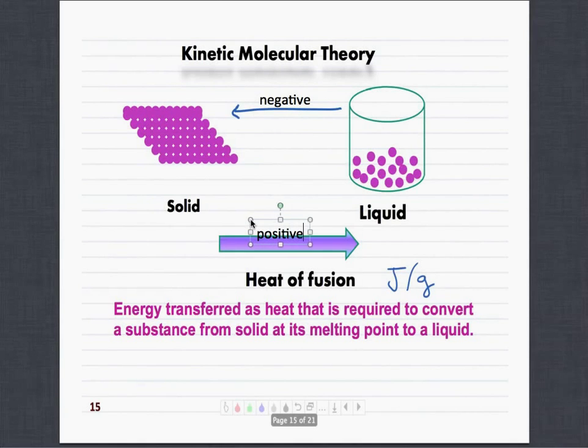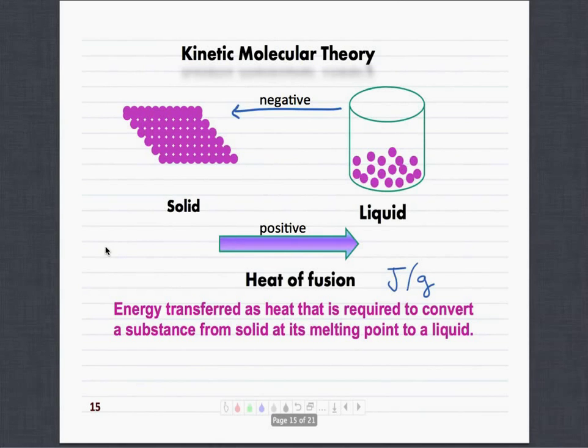Okay, so keep that in mind. If you wanted to change something from solid to liquid, it is positive energy. You're going to give the system that energy. The system needs this energy. While if you want to take it from liquid to solid, you're going to take energy from the system. So this is delta H of fusion.